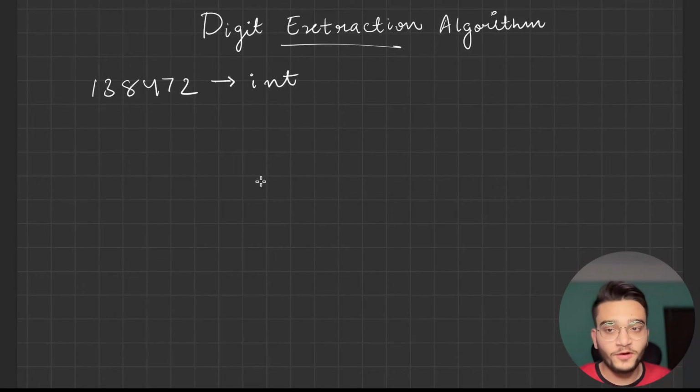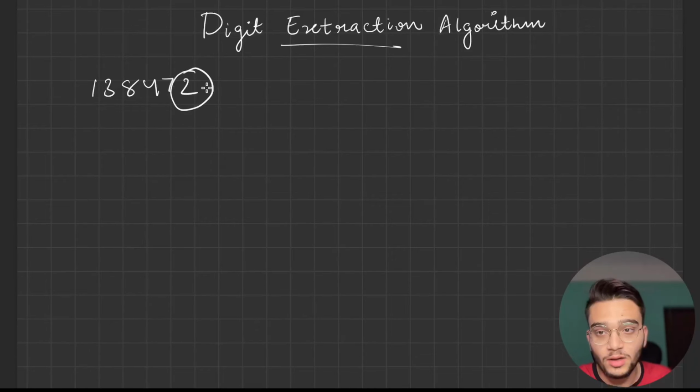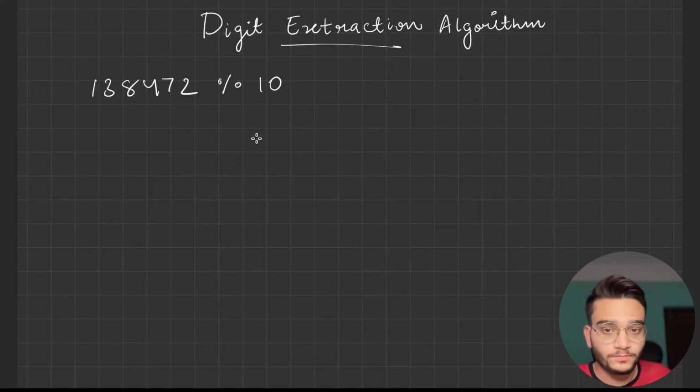So the first thing that comes to your mind when you look at this number is you somehow need to separate this units digit away from all of these numbers, right? You need to somehow separate this from 13847. So what you can do in this case is you can take a modulo of this number with 10. The modulo of any number with 10 would give you the units digit.